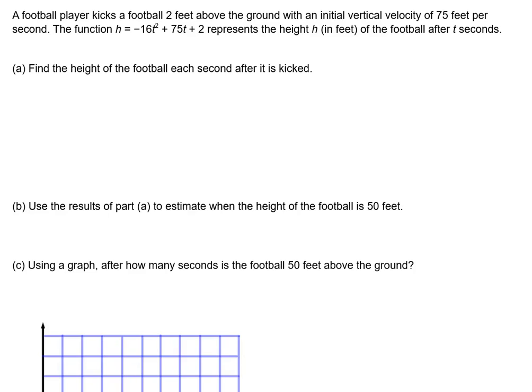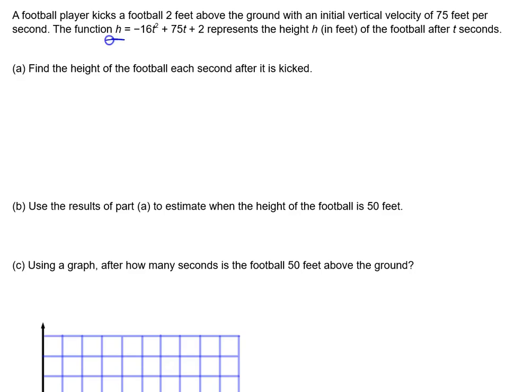In this video, we're going to cover a word problem that deals with solving quadratics by graphing. Here we have a football player kicking a football that's 2 feet above the ground with an initial velocity of 75 feet per second. The function h equals negative 16t squared plus 75t plus 2 represents the height in feet of the football after t seconds.